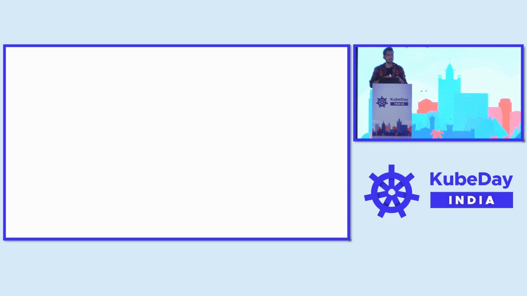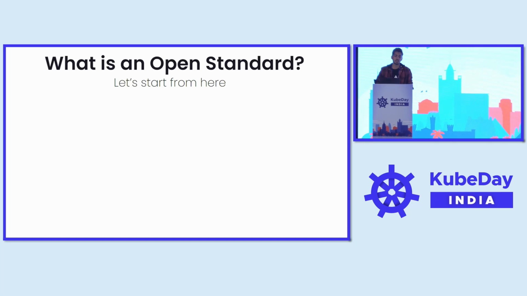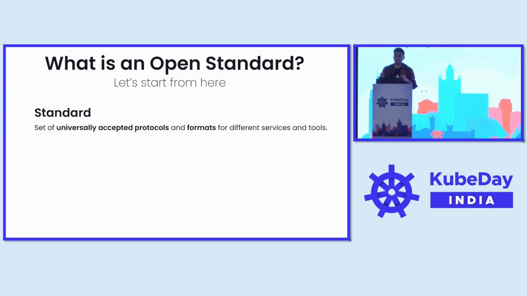So to understand open standards, I'll keep this talk very simple. This is because this is a very beginner-friendly session. Let's start with the most basic question out there. What is an open standard, right? Let's start from here. So let's break down these two terms. First, start with standard. So a standard is basically a set of universal.